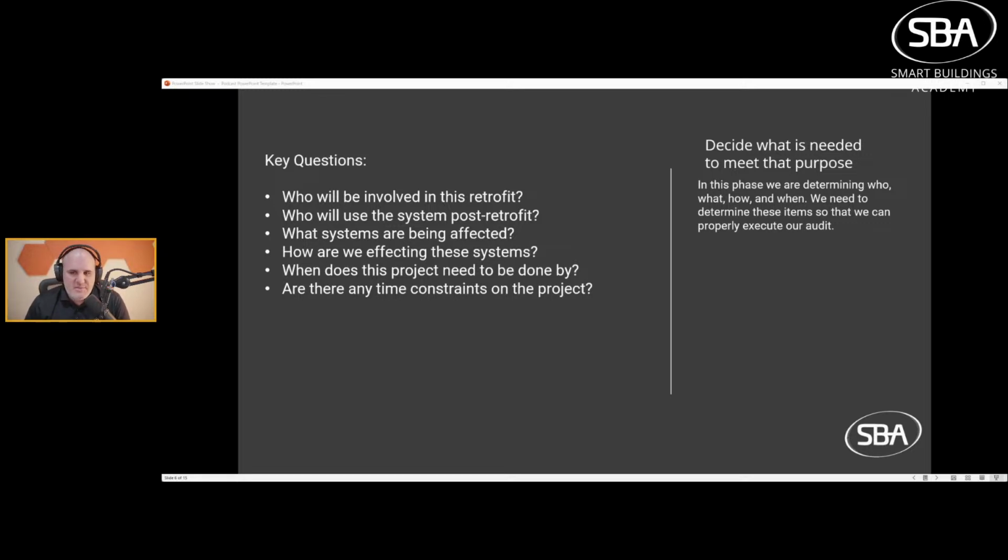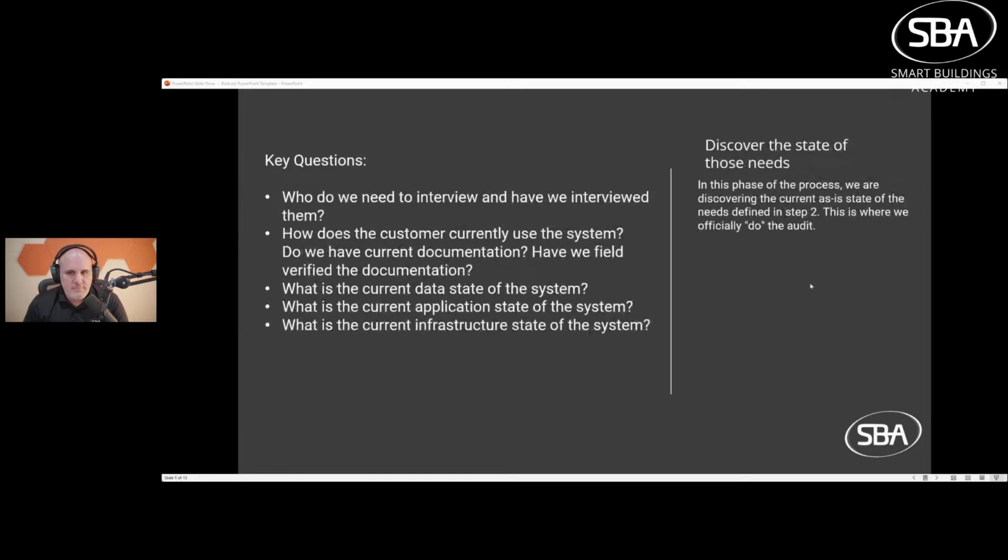And then, when does this project need to be done by? Like, when do we need to accomplish this? Is it a school project that needs to be done over the summer? Is this something that needs to be done within a couple weeks? Is it like an Amazon warehouse that they want done yesterday? What is it? And then are there any time constraints? Do we need to do this at night? Do we need to do this in third shift? Does this need to be done only on weekends? Is there only a certain time when we can shut down power? These are all things you want to understand.